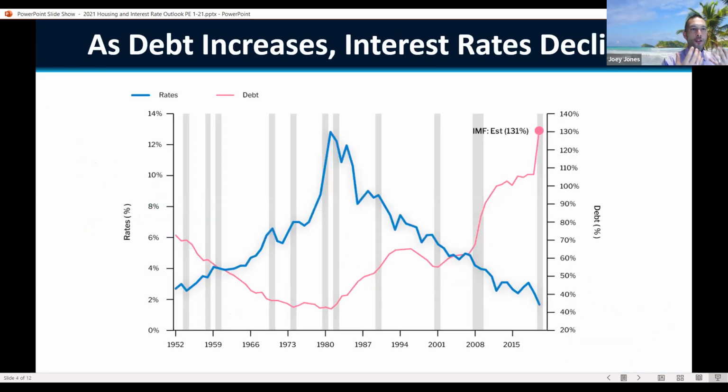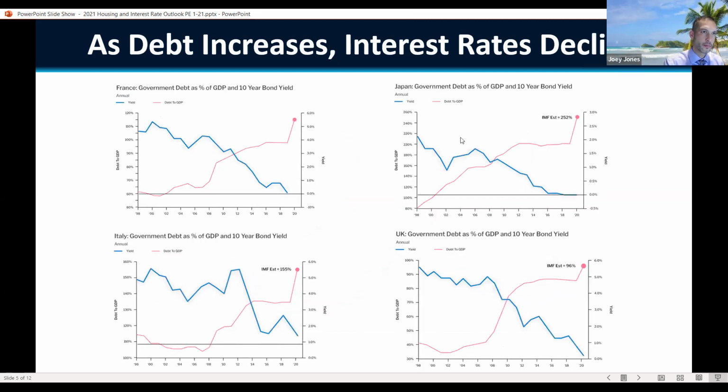This is showing as the country's debt increases, interest rates decline. This is the United States. It's a very sad chart, but it's a good chart for mortgages. Debt in the United States is through the roof. Mortgage rates are down. This is France, Japan, Italy, and the UK. Exact similar correlation. Higher debt, lower rates. So as a country, we're going to see rates low for a long time. In fact, there has been speculation that we will never see rates above 5.5% ever again in our lifetimes.